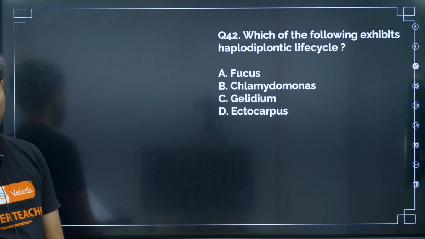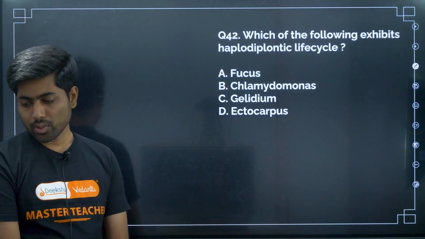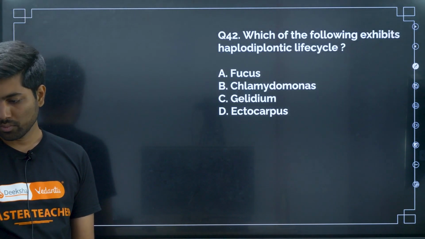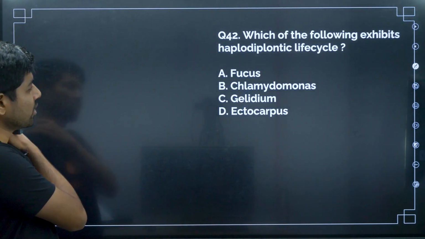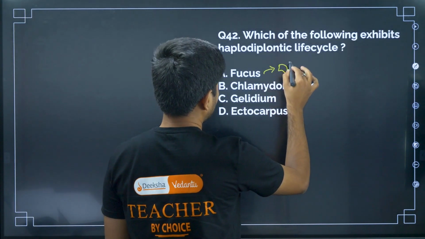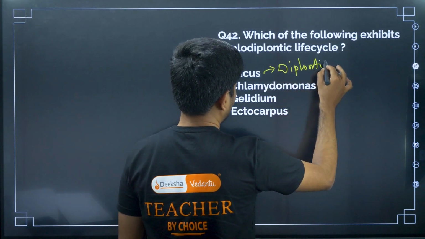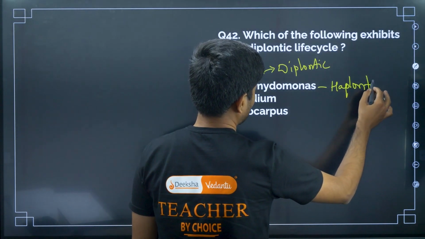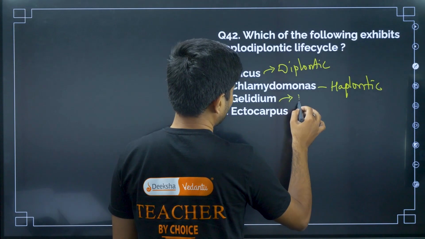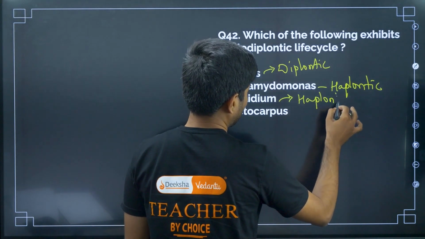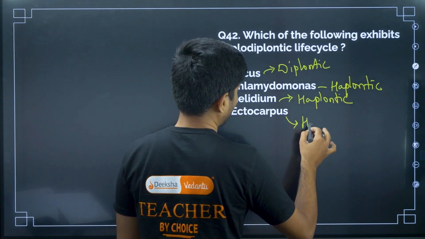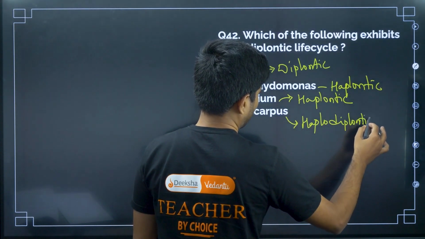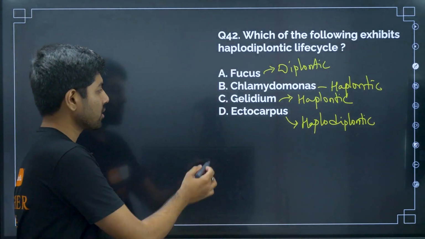Now which one of the following exhibits haplodiplontic life cycle? Which one of the following will exhibit haplodiplontic life cycle, right, is the question. Correct? So what do you see? Fucus will show diplontic life cycle, right? Chlamydomonas will show haplontic life cycle. This is also from the deleted portion. Gelidium will show haplontic life cycle. Ectocarpus will show haplodiplontic life cycle, right? Therefore, the answer is Ectocarpus.